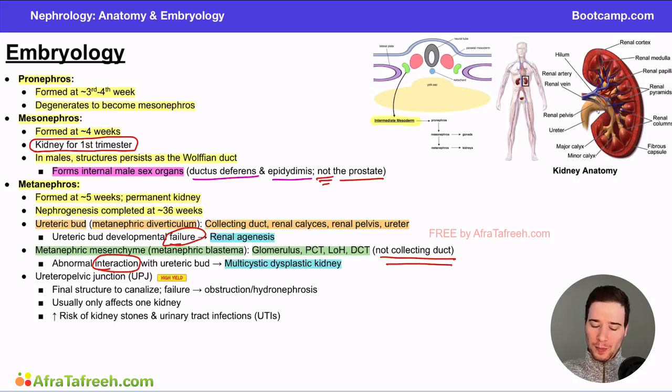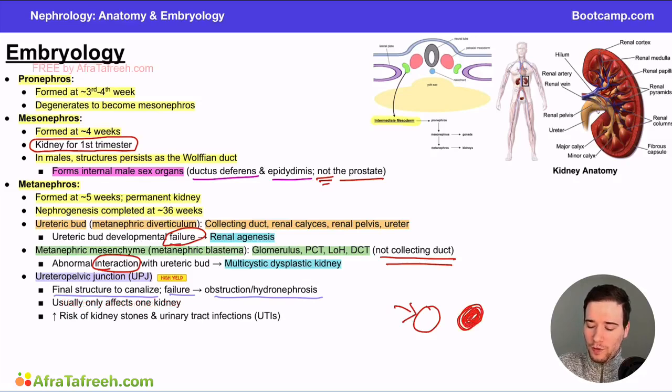So, important structures to keep in mind. And finally, the last one I'm going to talk about is the UPJ, or ureteropelvic junction. This is probably the most high yield one that we're going to talk about in this particular video, the most common one they're actually going to ask about. The reason is because this is the final structure to canalize, and failure to do so leads to an obstruction, or hydronephrosis. When we talk about this, we're talking about the ureters, right? Normally the ureters are patent. They're open, and urine can flow through freely. But if these structures do not open, if they don't canalize, we get something like this where they're obstructed, they're blocked.